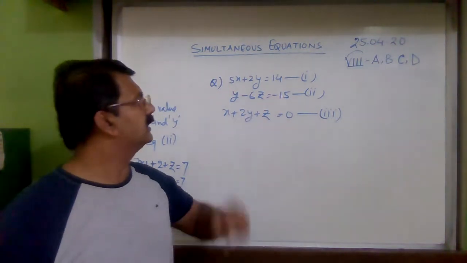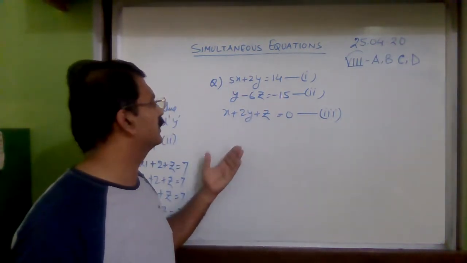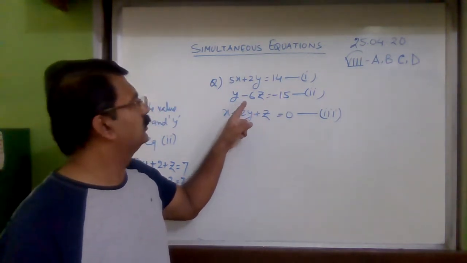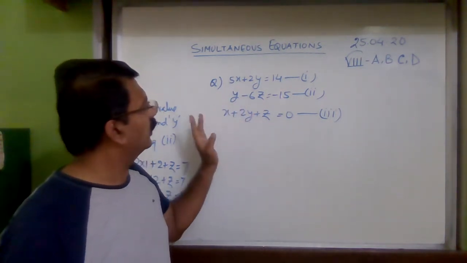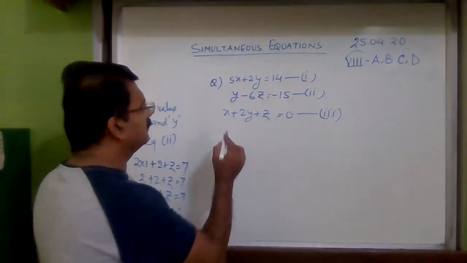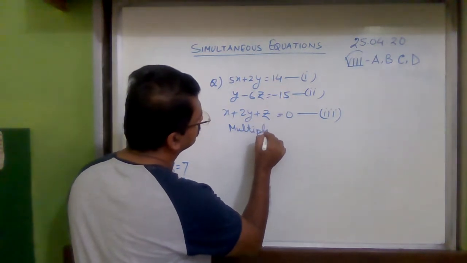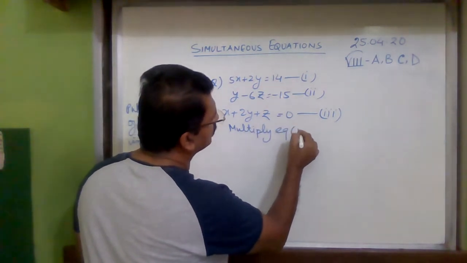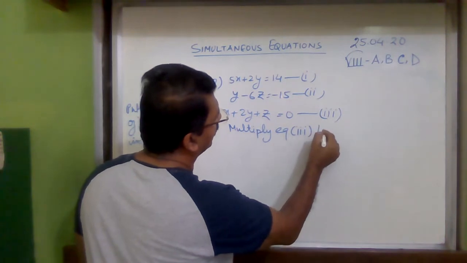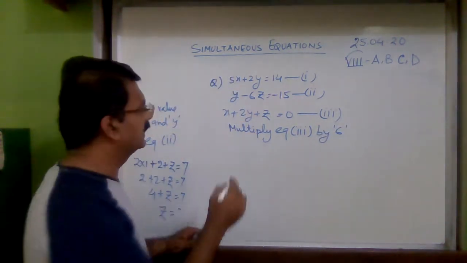Now first of all, you see, as we are going to eliminate z from equation 2 and equation 3. In equation 2 the coefficient of z is 6. In equation 3 the coefficient of z is 1. In 2 rather it is minus 6. So what we do, we will multiply equation 3 by 6 so that it becomes 6z. So multiply equation 3 by 6.